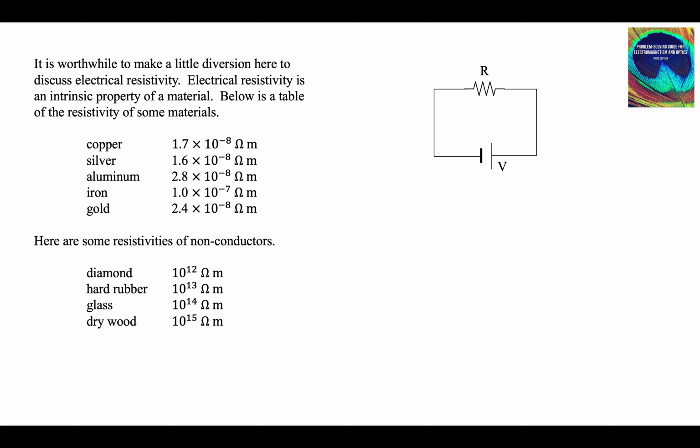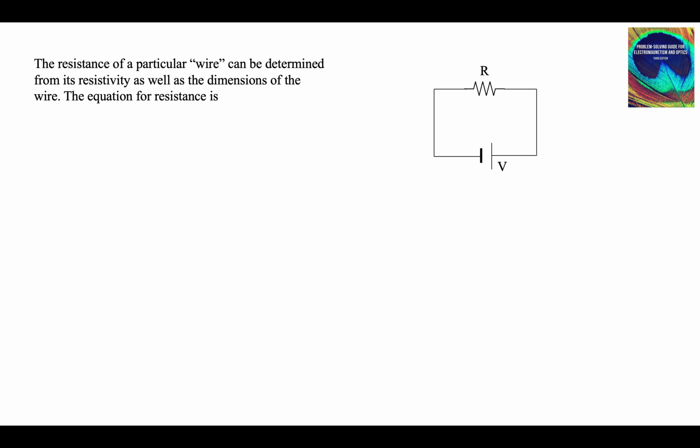Glass, 100 trillion. Dry wood, 1,000 trillion. Air, even higher. Teflon, much, much higher. The resistance is huge. The difference in the resistance of a conductor and a non-conductor is many, many, many orders of magnitude.